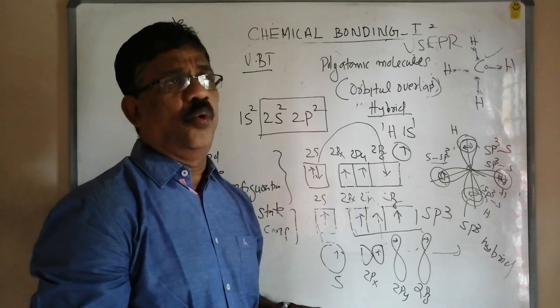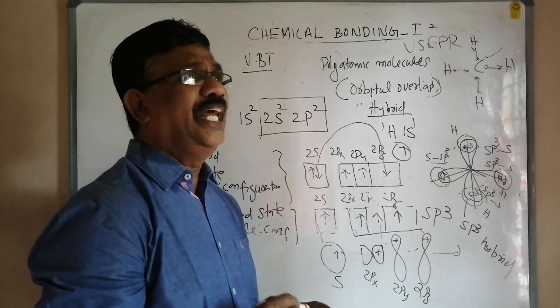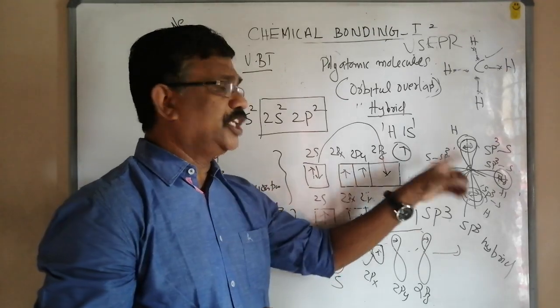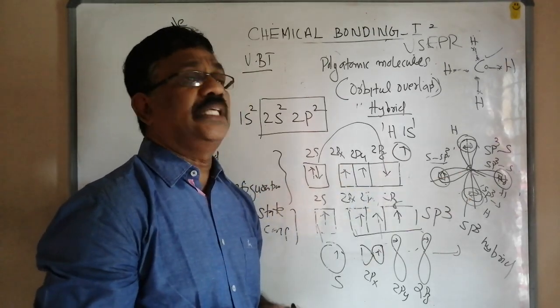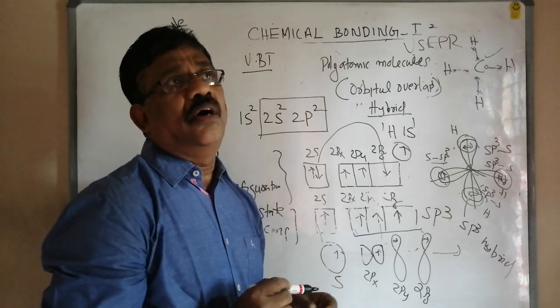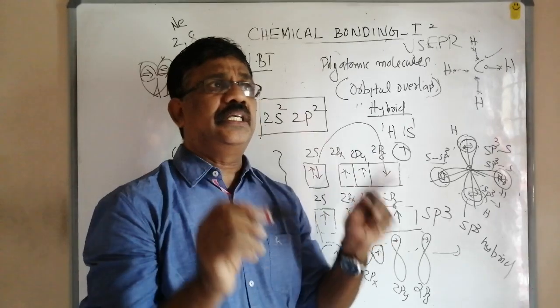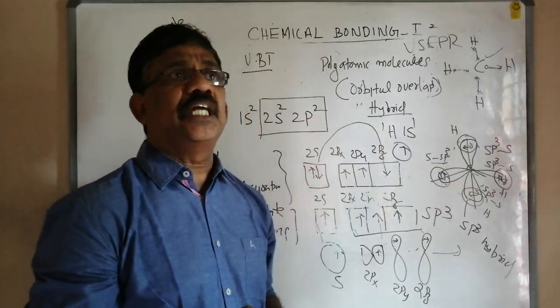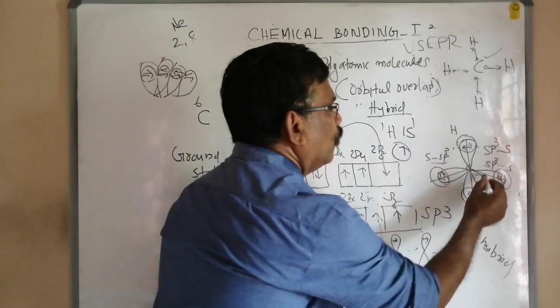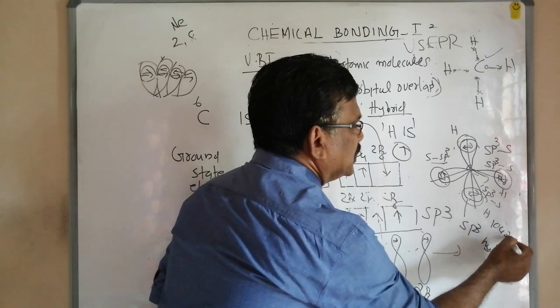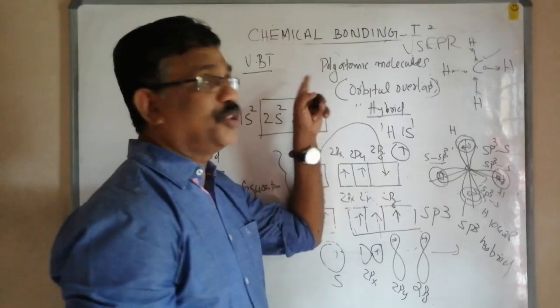So the shape of a molecule, its stereochemistry or geometry, is determined by the orientation of the orbitals: how the central atom orients its hybrid orbitals. Here, along the four corners of a tetrahedron. That is why the shape of methane is a tetrahedron with a bond angle of 109 degrees 28 minutes. And that is the valence bond theory.